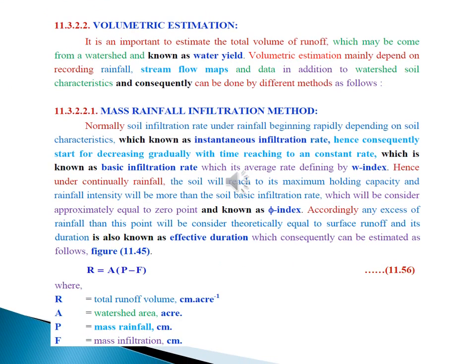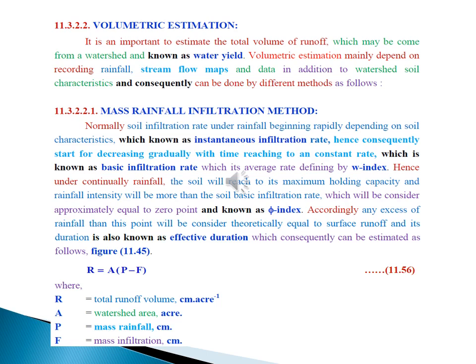Look, my dear, number 2, volumetric estimation. It is important to estimate the total volume of runoff which may come from a watershed, known as water yield. Volumetric estimation mainly depends on recorded rainfall, stream flow maps and data, in addition to watershed soil characteristics, and consequently can be done by different methods such as the mass rainfall infiltration method.